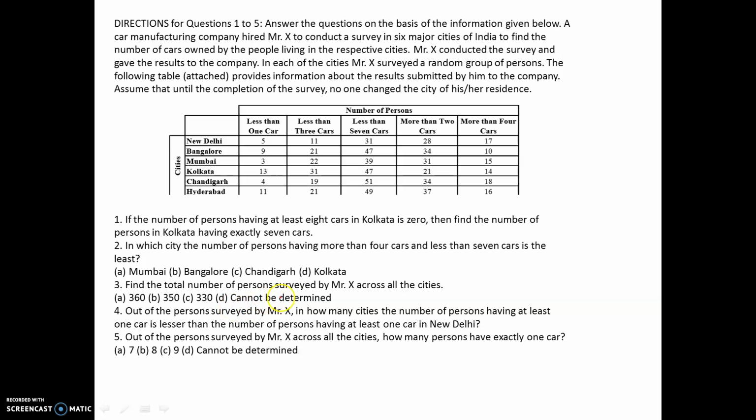It says find the total of persons surveyed by Mr. X for all cities. Again, it looks to be very calculative because I have to calculate for every city possible, right? So I'll only try and look out. I have to find out across cities 0, 1, 2, 3, 4, 5, 6, 7 and so on. So I'll just check if it is possible with 1 or 2 columns. That's good. If I have to do a lot of calculations, say column to column addition and subtraction, then maybe I would think of looking at the other question also.